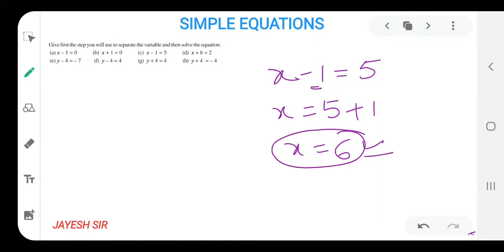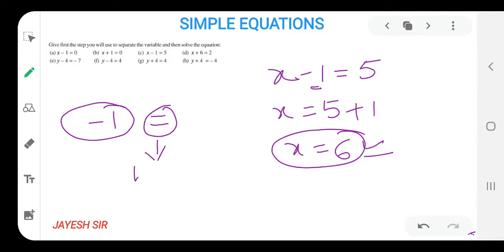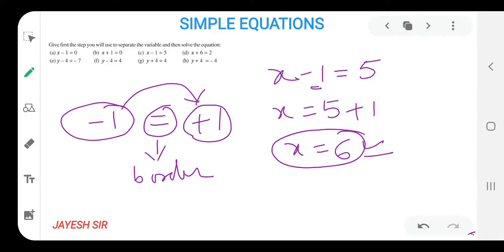What I am going to tell you is, if I am having minus 1 rupees at this side of the border, here the equals to is considered as the border, then after crossing the border, after going this side, I will become plus 1, and vice versa. That means here I am plus 1. After crossing the border, after going that side, I will become minus 1.